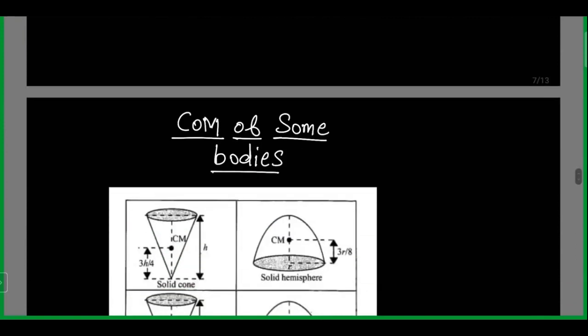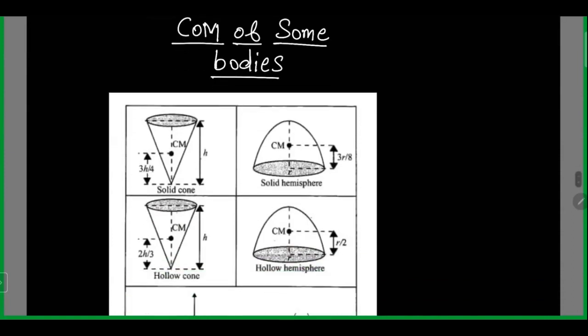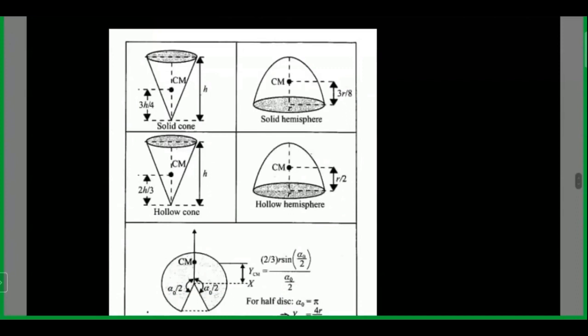The last thing which I want to discuss, without derivations, is some formulas you have to remember. That will make your life pretty easy in the questions, because many times these results are directly used. So let's say I give you a solid cone with uniform mass density. Then what will be the center of mass of this cone? It will be at the height 3h by 4 from the vertex of the cone.